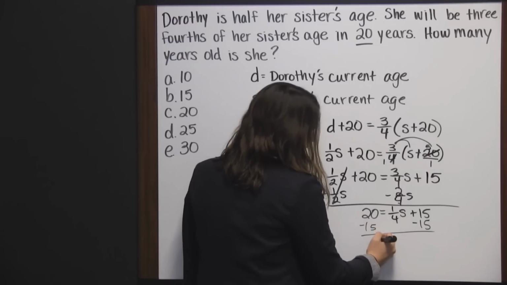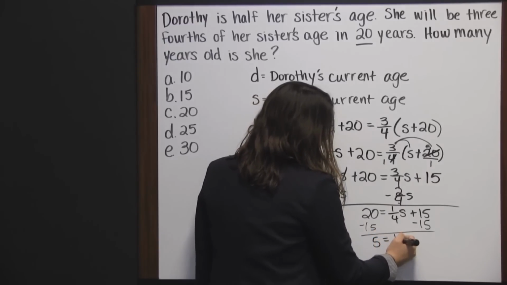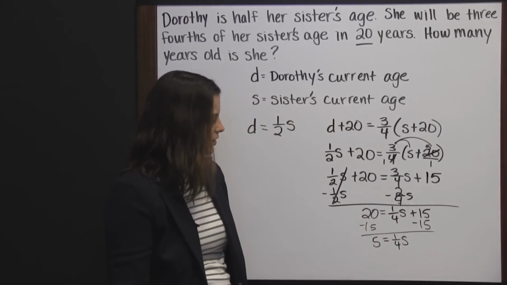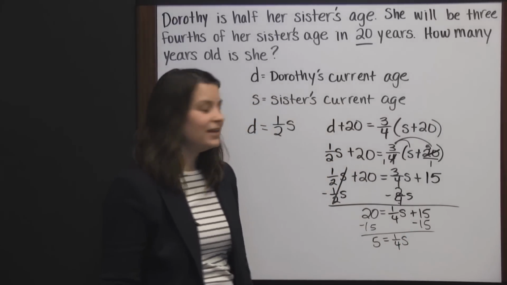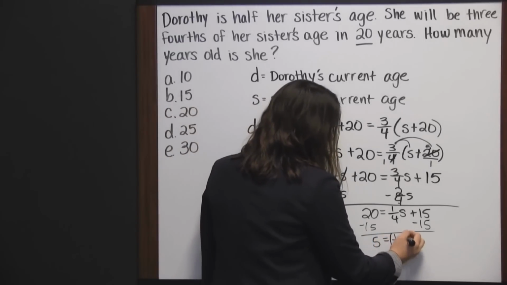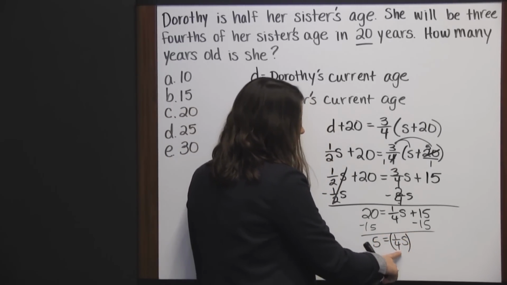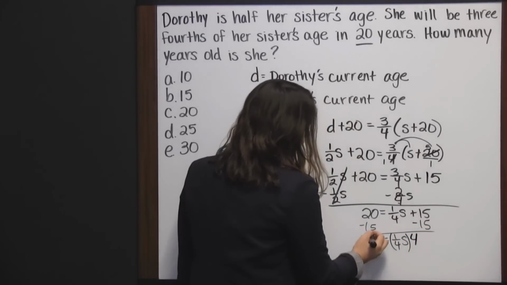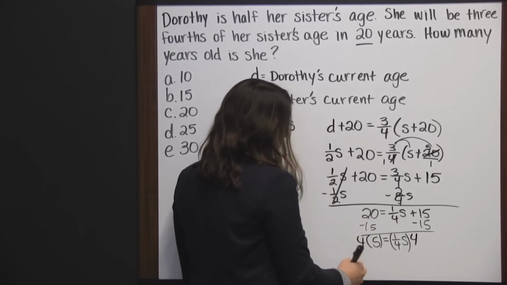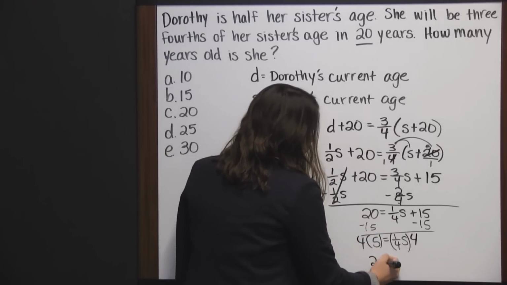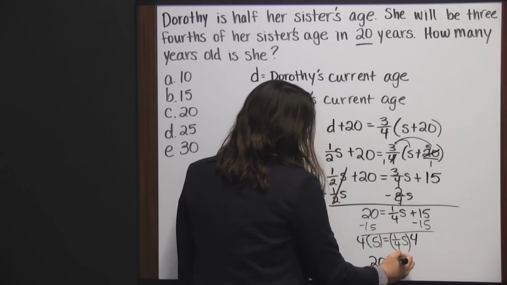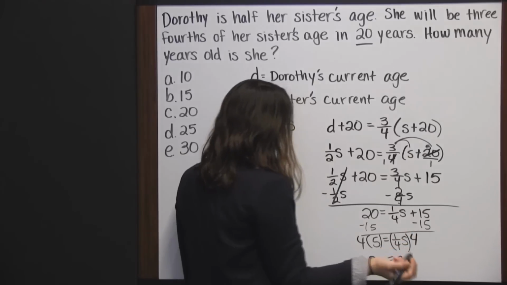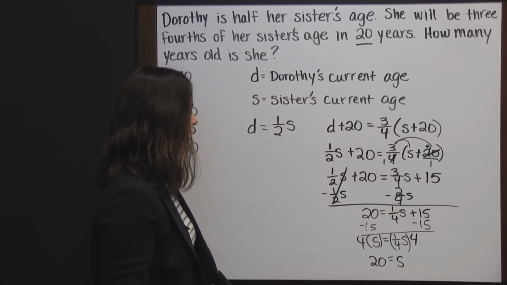20 minus 15 is 5, and 5 is 1/4 of the sister's age. So finally, I need to multiply both sides by the multiplicative inverse of 1/4, which is 4 over 1, or just 4. So multiply both sides by 4. 4 times 5 is 20, and 20 is her sister's age. 1/4 of 4 is 1. So we're left with S, the sister's age.